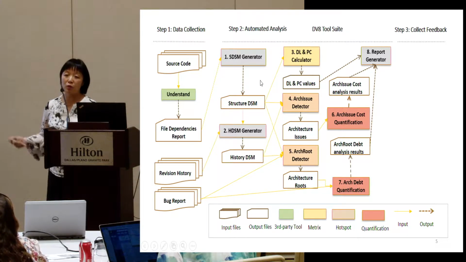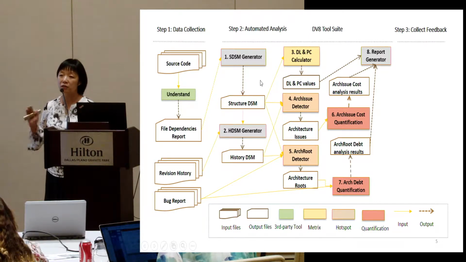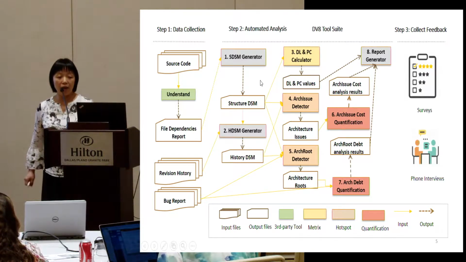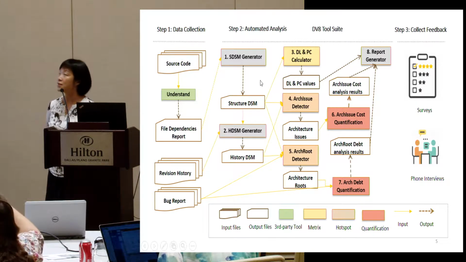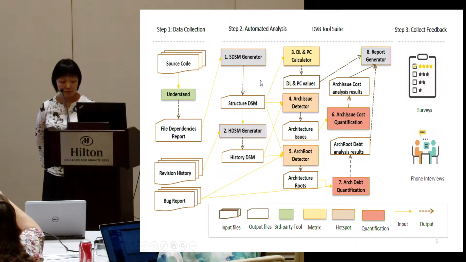Okay, the report will contain their metric score, their percentile ranking with all the other projects we have, and their hotspots, and why these are hotspots, and how significant these hotspots are. And in the end, we take surveys and phone interviews with the developers. So that's the general process.